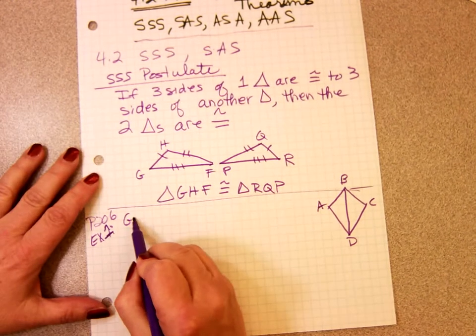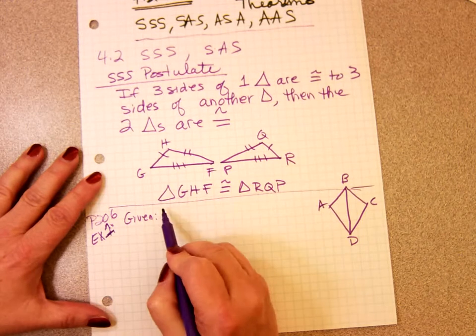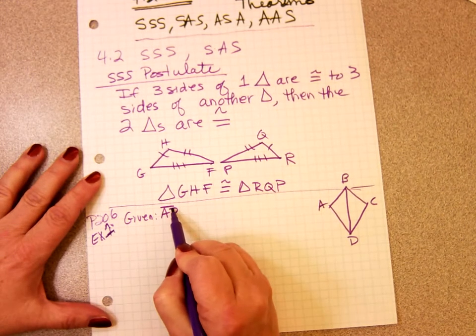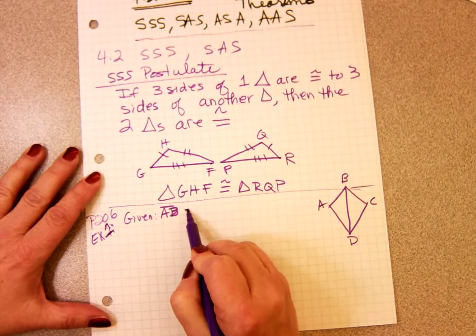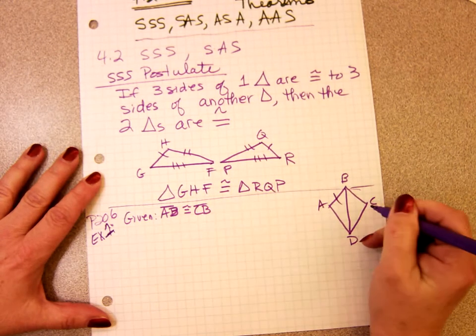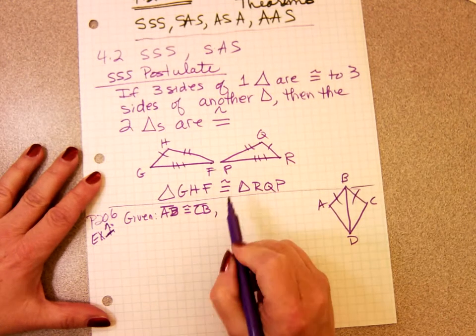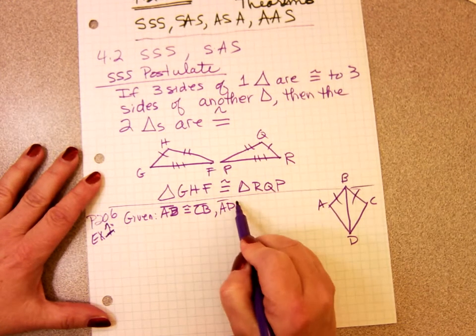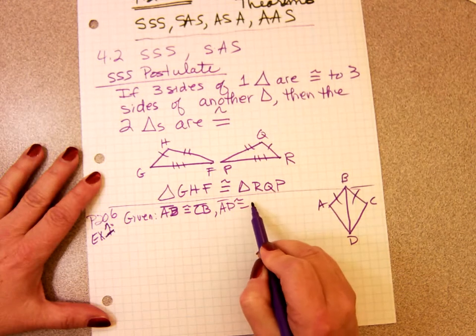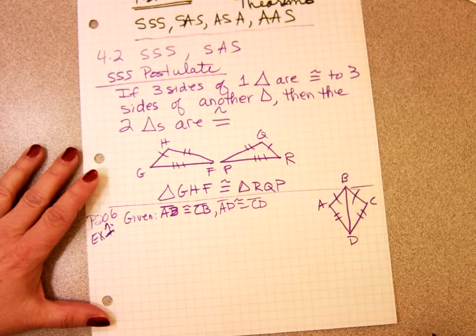The given information is that AB is congruent to CB. So here we have AB and CB. I like to have a picture. And it also says that AD is congruent to CD. Once again, here we go.